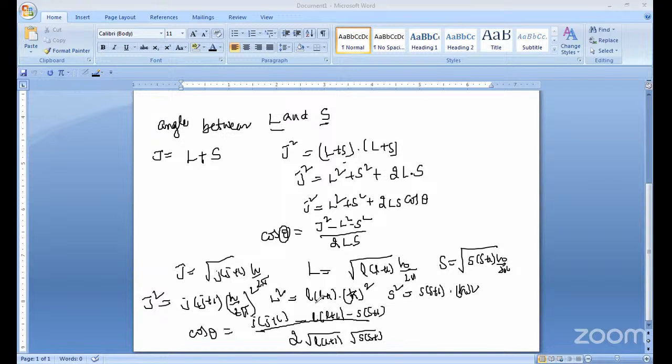Okay. If phi is the angle the j vector makes with the z axis, then we can write it as cos phi. If phi is the angle between the j vector and the z axis, we can write cos phi is equal to jz by j. So this is about what we call the vector atom model.